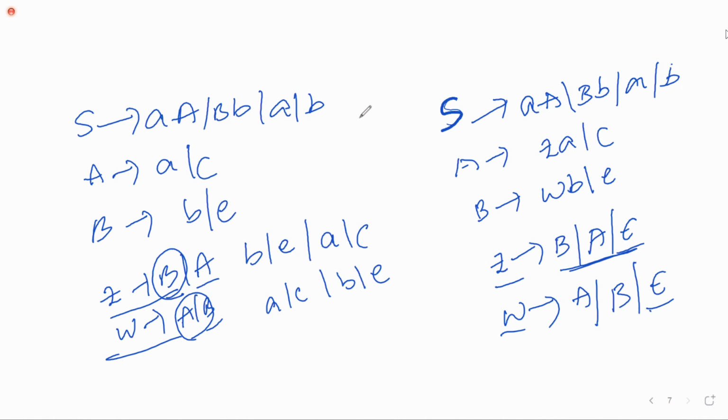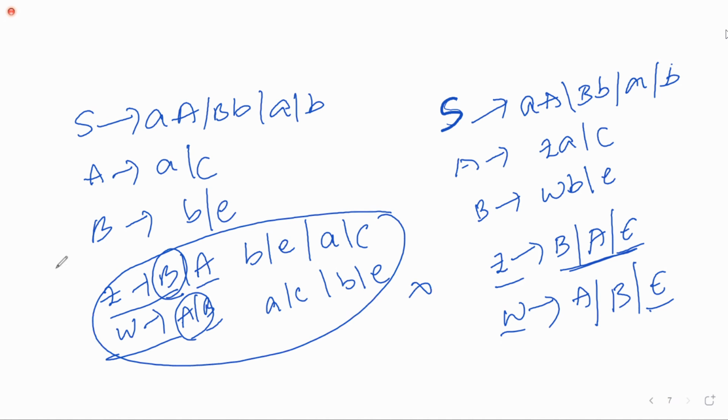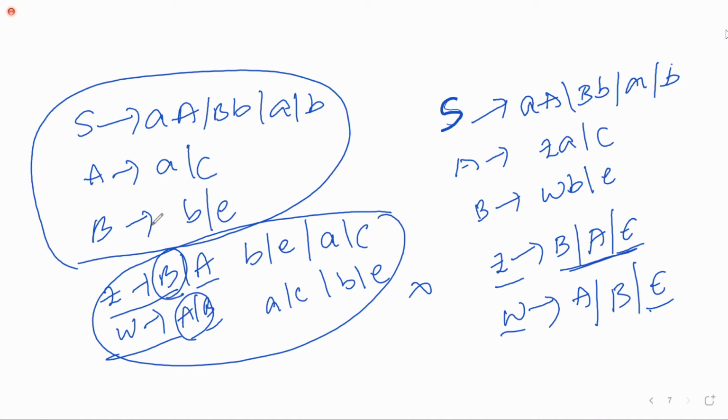Next, one more thing you have to verify. What is that? Useless symbols. Can we reach Z or W from S? Can we reach Z or B or W from S? No, ma'am. So we can conclude these two are useless symbols. So what is the final resultant value? This is nothing but the final resultant value.